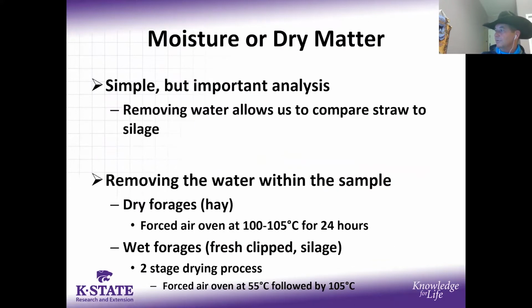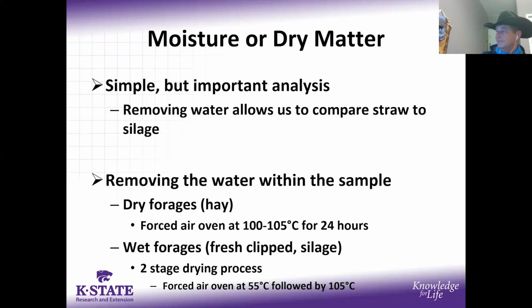On moisture or dry matter, this is the simplest analytical procedure, but it is the most important because all other nutrients are reported on a dry matter basis. So the dry matter is used to calculate all the other values on the analysis. Secondly, this analysis allows us to compare some very different feeds, such as silage to straw.